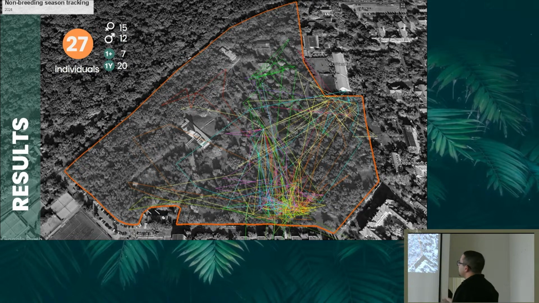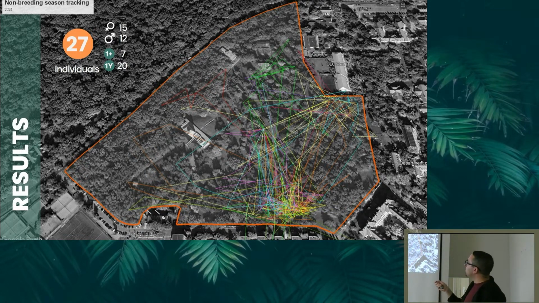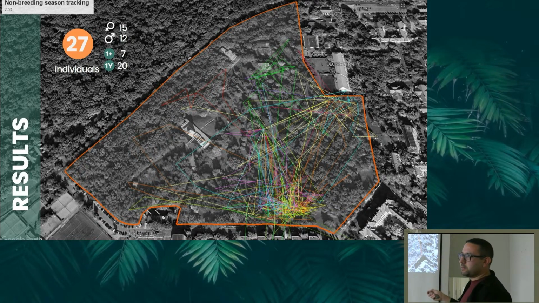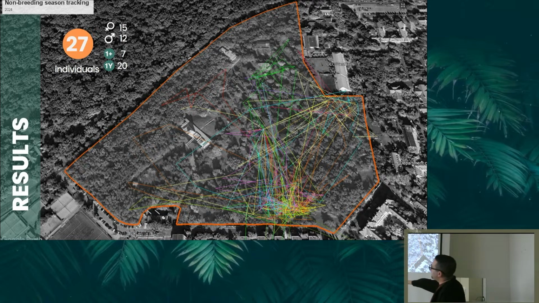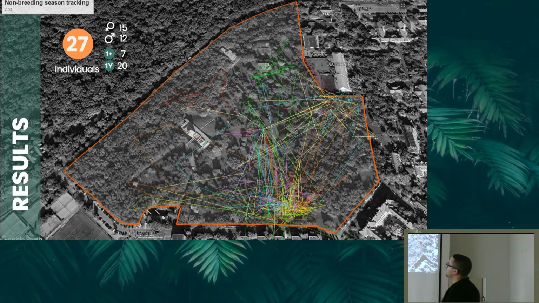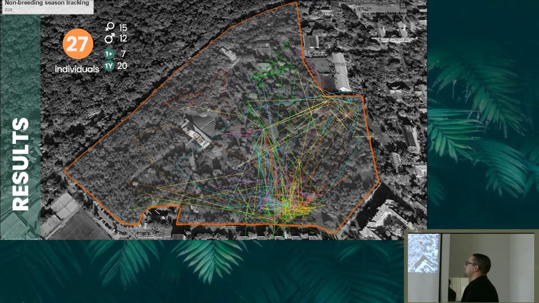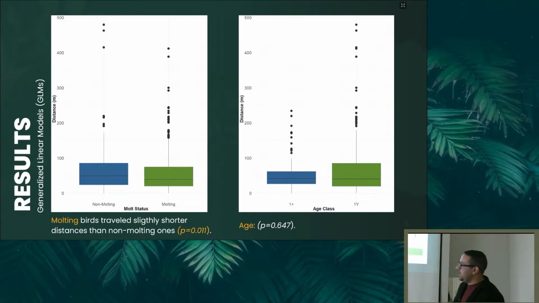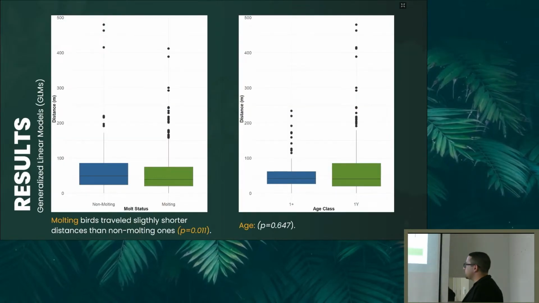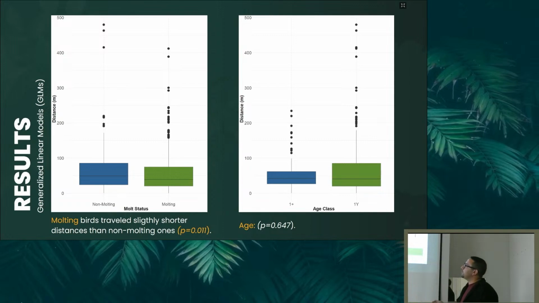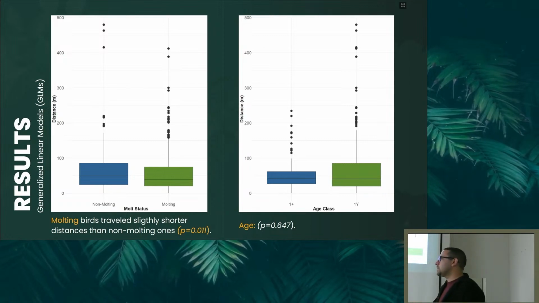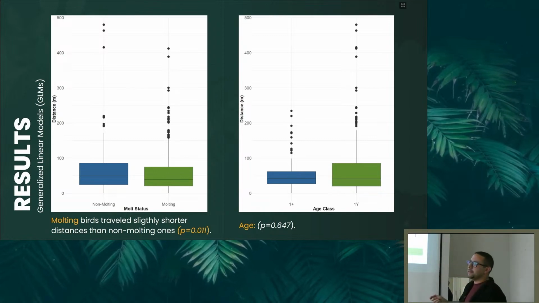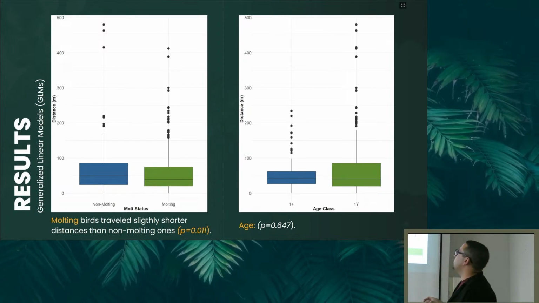To my surprise, most of the tracking points, or the movements of blackbirds, happened within the boundaries of the botanical garden. Just a couple of individuals exited the garden, but after a few trips, I guess, they came back. So they stayed loyal to this area. And when we tested these factors in our models, we found a strong effect of molting. Those birds that were actively molting at the time of capture displayed shorter distances compared to the non-molting ones, so they were moving less.